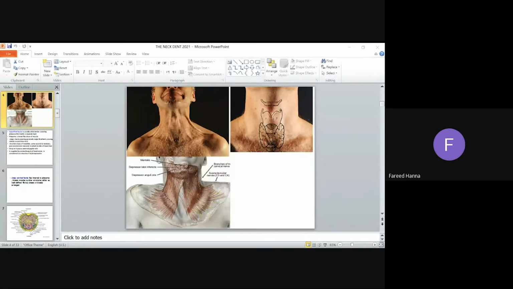Now this hyoid bone gives attachment for muscles only. It has no articulation with any other bone, so it doesn't form a joint and lies free here. It's only for muscular attachments.